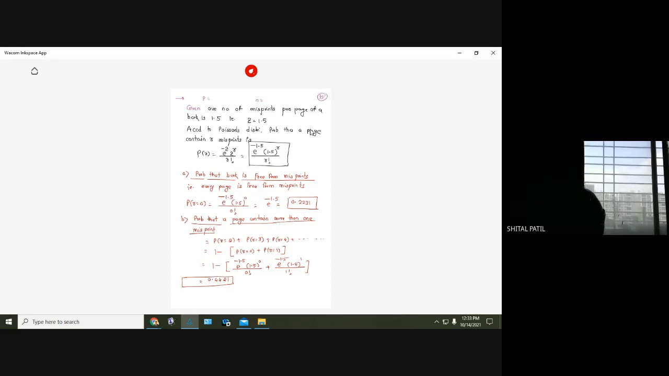Okay. Number of pages containing more than one misprint. How many pages are there? 900. Approximately 398 pages. Check this. Yes, sir. Yes, great.